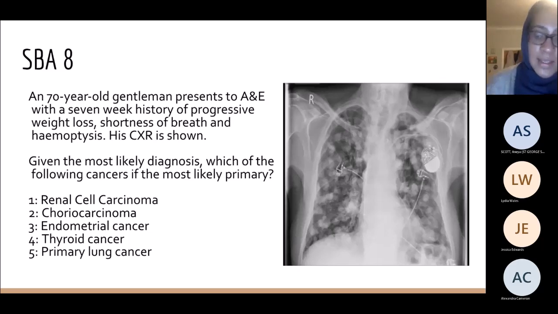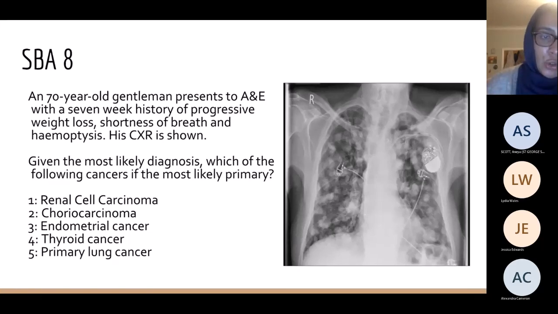Okay, last SBA. A 70-year-old gentleman presents to A&E with a 7-week history of progressive weight loss, shortness of breath, and hemoptysis. His chest X-ray is shown. Given the most likely diagnosis, which of the following cancers is the most likely primary? So this is one of those questions that you either know or you don't.